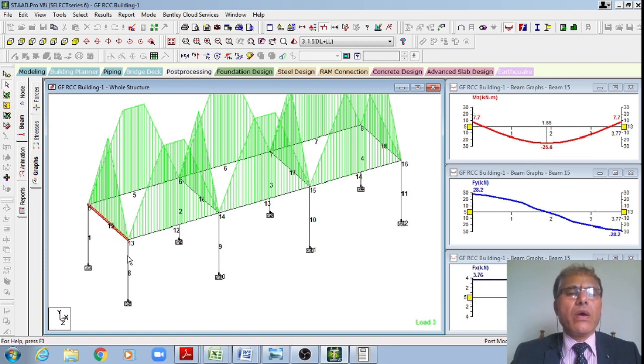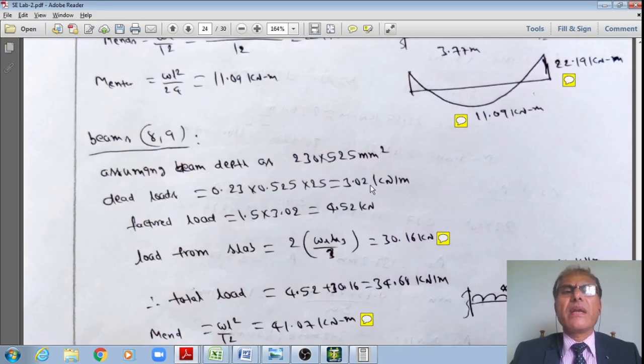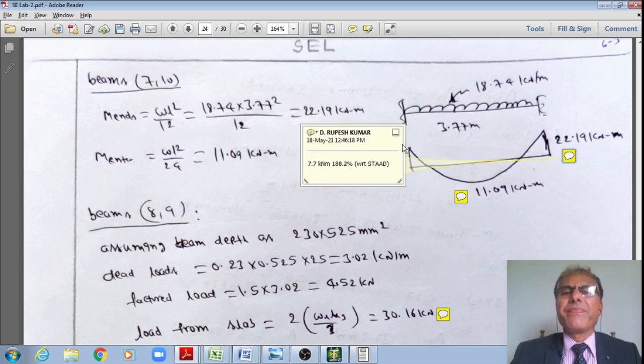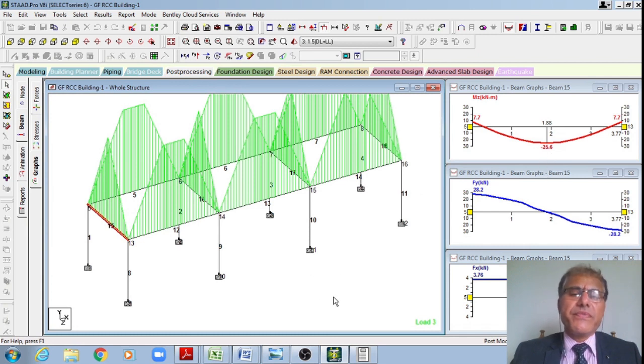Now let me check what the moment is in this beam. It is varying from 7.7 to 25.6, but what I got from manual calculation is a result varying from 22.19 instead of 7.7, almost 188% error, student. Why? Because I do have a 3D analysis, whereas at the midspan I got 11.09 manually and from STAAD I got 25.6. Just see this, that much error is there.